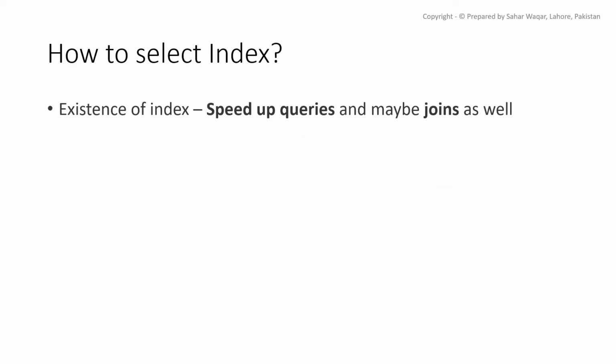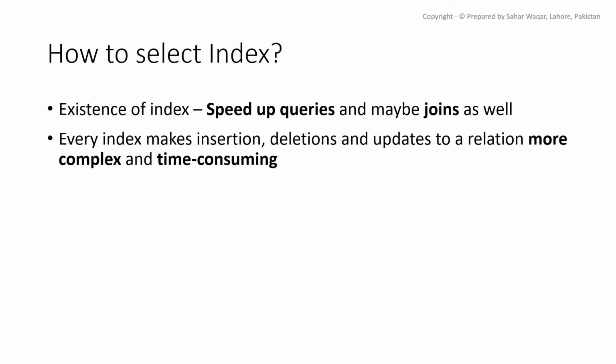So the question now is how to select the indexes. Indexes, as discussed, speed up our queries and maybe joins involving those index attributes. However, there is a trade-off. Searching is faster, but insert, delete and update operations become complex and time-consuming. Can you think of a reason?